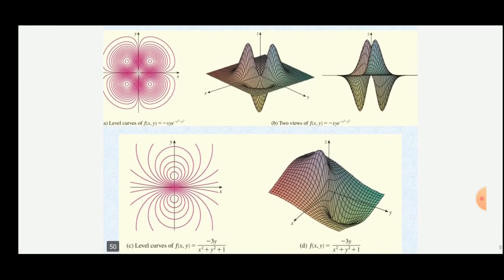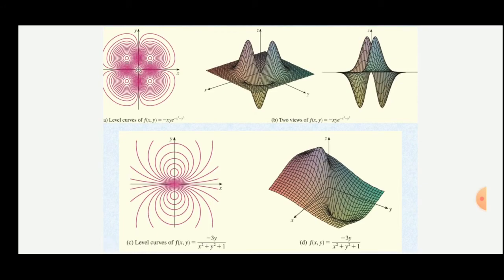The next are C and D. B is two different views of the graph of minus xy into e raised to minus x square minus y square, and on the left are the level curves for this function. Level curves are curves lifted to height z equal to k on the surface of f. And D is the graph of the function minus 3y upon x square plus y square plus 1. And on the left, these are the level curves for this function. So try yourself to draw the level curves.